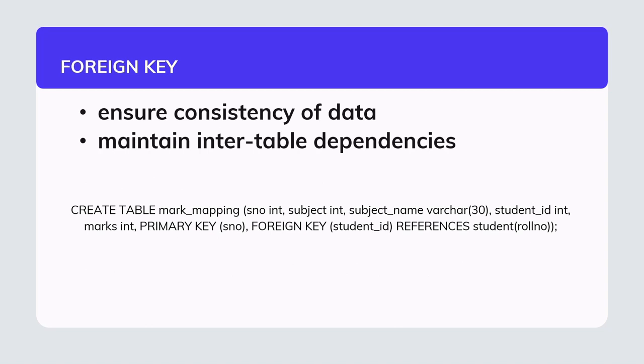நெக்ஸ்ட் ஒன் வந்து foreign key. Foreign key-னா என்ன அப்படின்னு பார்த்தீங்கன்னா இன்னொரு டேபிளில் you have a foreign key that ensures consistency of data. This maintains inter-table dependencies. So what does it mean அப்படின்னு பார்த்தோம்னா, நம்ம ஏற்கனவே ஸ்டூடெண்ட் அப்படின்னு ஒரு டேபிள் கிரியேட் பண்ணோம் இல்லையா, அதே மாதிரி இப்போ let us imagine that we are creating another table called mark mapping which contains the following columns: serial number, subject name, student ID.